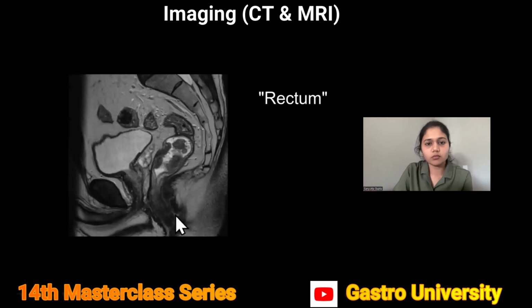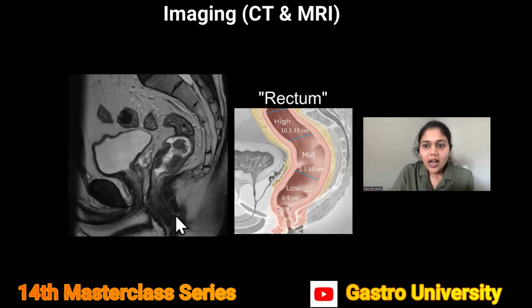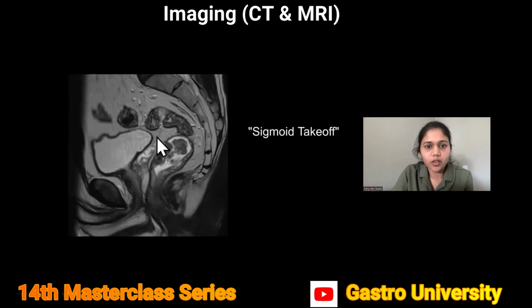So the rectum we know as the lowermost GI part, and we divide it into high, mid, low, from the anal verge to the sigmoid takeoff or the rectosigmoid junction. The low part contains the anal canal as well, and we divide it as 0 to 5 centimeters. The mid is 5 to 10, and high is 10 to 15. There might be variable definitions according to surgeons and anatomists, but this is what we generally follow on MRI.